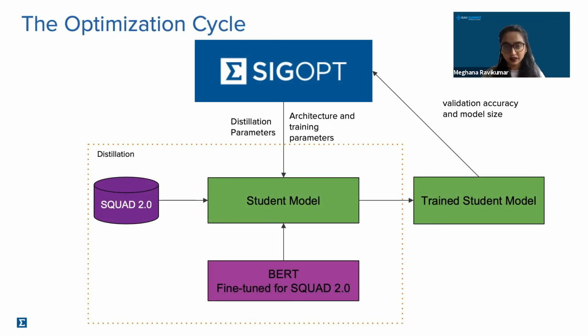This is just an overview of our optimization cycle. SigOpt provides distillation architecture and the other hyperparameter suggestions. We create the student model and run the distillation process given these parameters. The resulting trained student model reports back its validation performance and size. SigOpt then takes these performance metrics and suggests the next set of parameters. And we continue in this loop-like fashion until the end of the experiment.